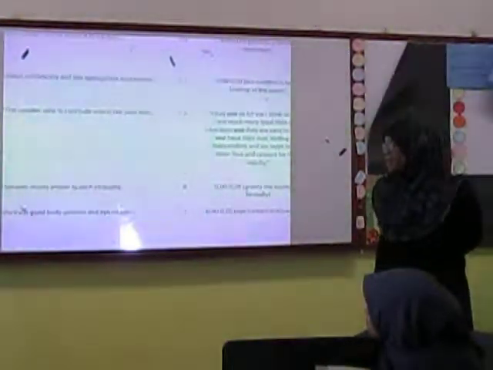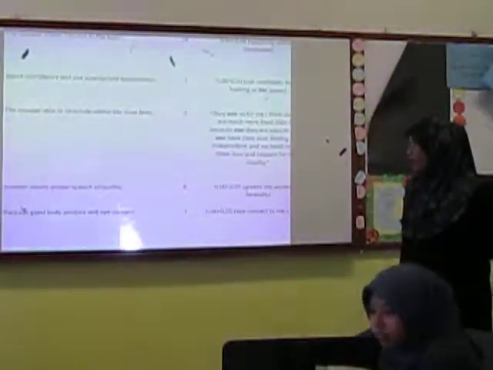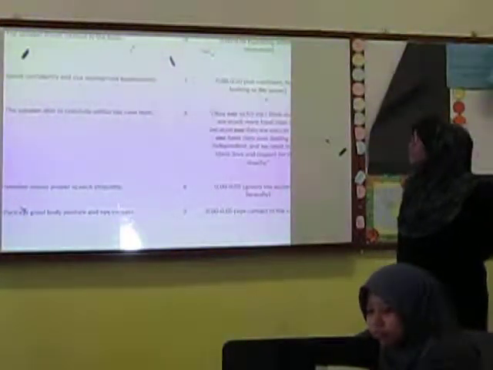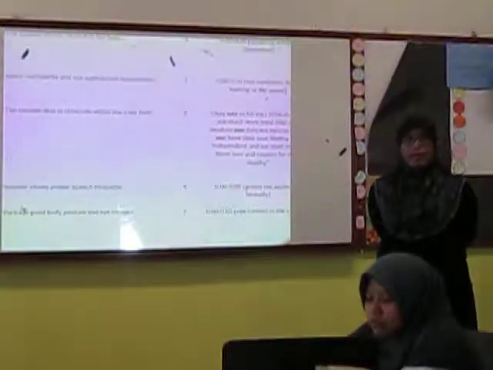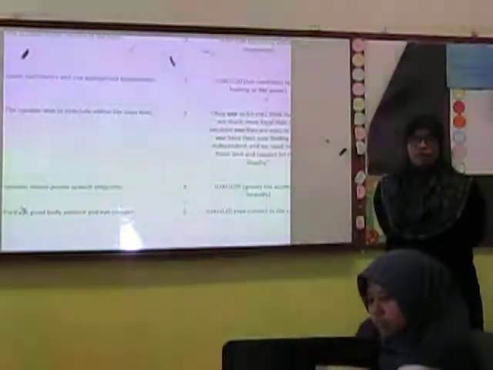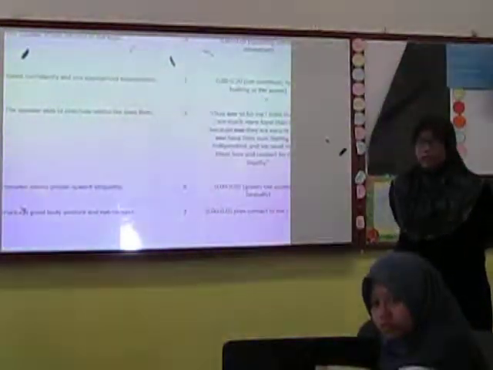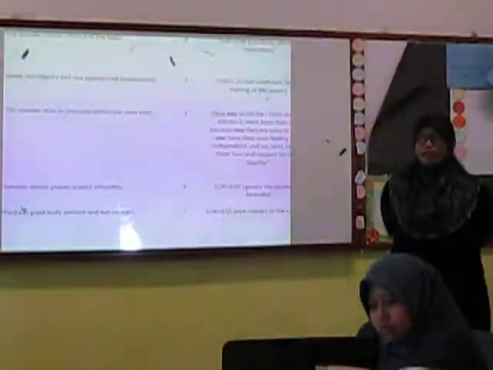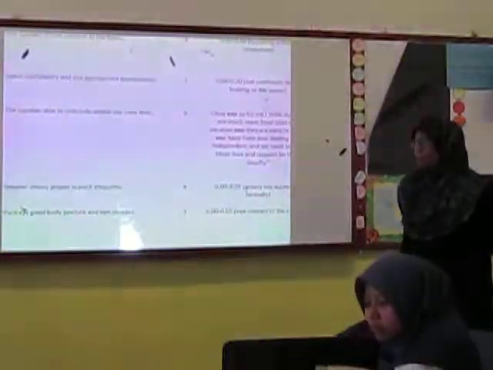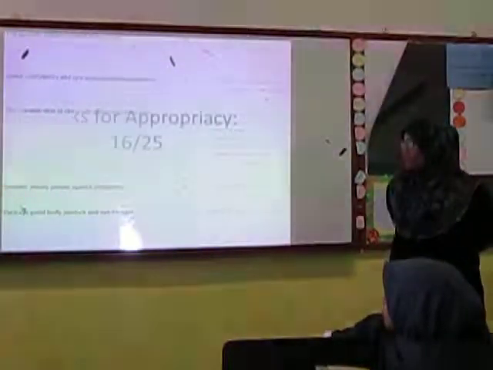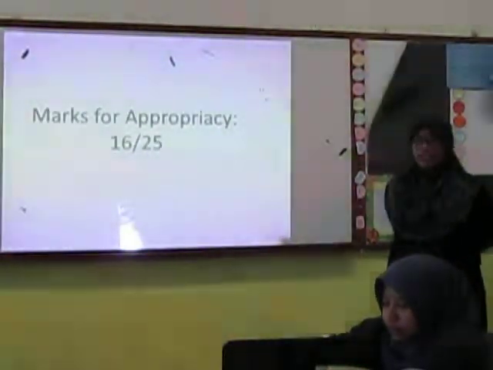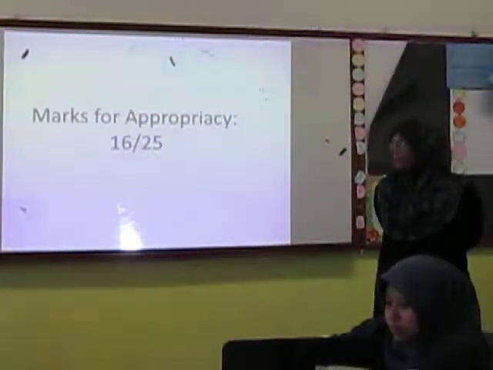Okay, the last one is portrays good body posture and eye contact. The score given is 3 because there is some eye contact, but not convincing enough. Only some of the time is spent making eye contact with the camera. Okay, the score given is 16/25.